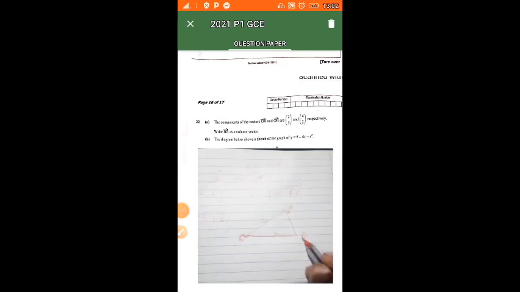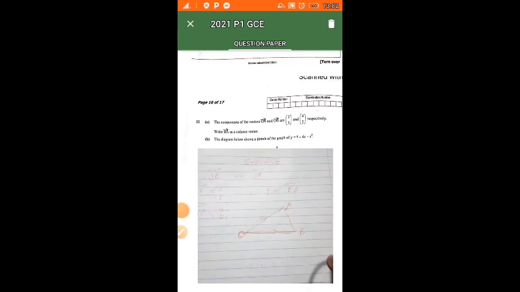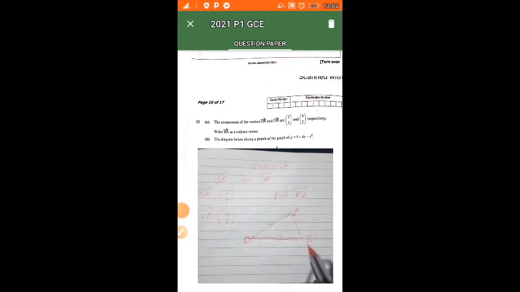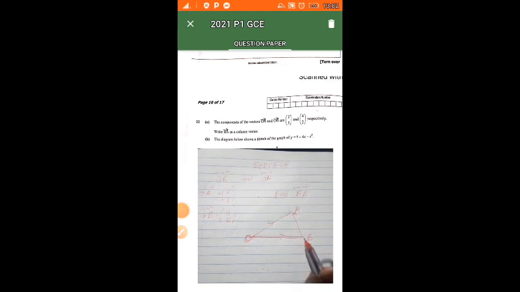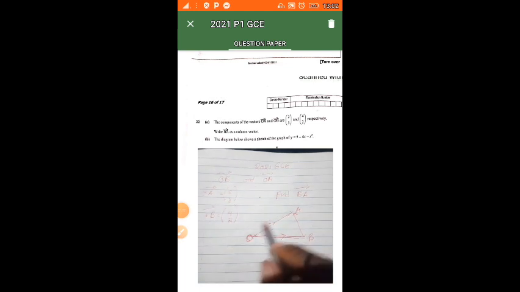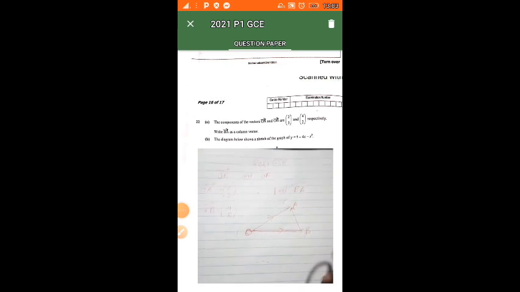Now again, we don't go straight from B to A and write the column vector. Instead, we're going to create an equation where we go round the other way. So it is B, O, A. The destination is always A, and the point of start is B. Instead of moving from B to A straight, you're going to move from B to O, then O to A. That is the equation we're going to use.